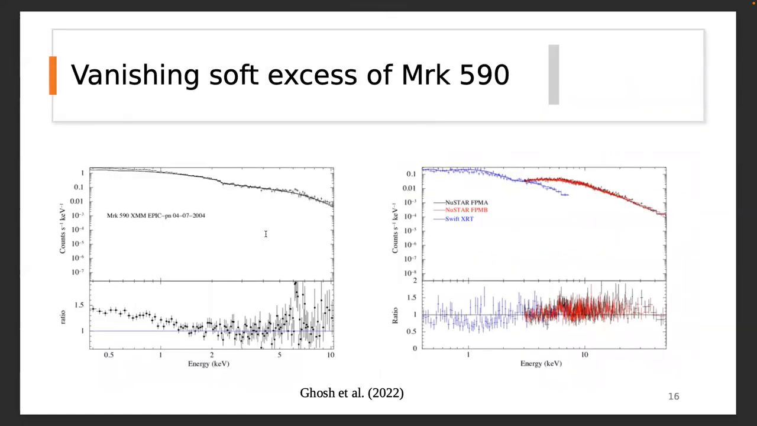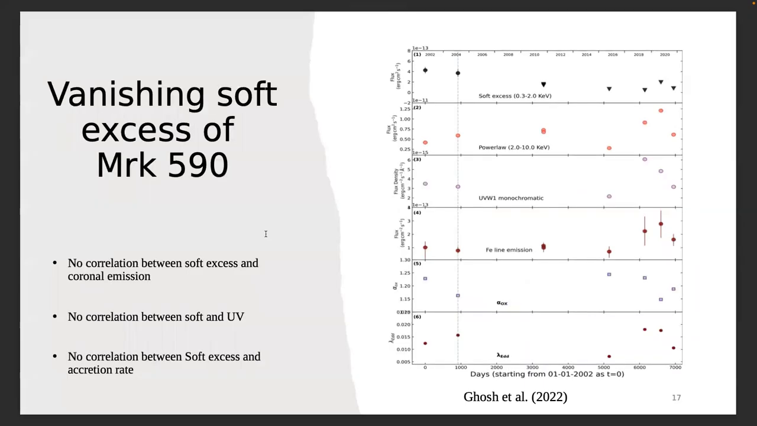But what is also interesting is that the soft X-ray part that I previously mentioned was present in 2004, and it completely vanished in the latest observations. So we expect that the change in the accretion rate is responsible for this, right? Because we already saw in Markarian 1018 and NGC 1566 that when the soft X-ray was there, the accretion rate was higher. But here, interestingly, as you can see on the top panel, this is the soft X-ray flux, and these are the parts where the soft X-ray excess was present. And now look at the accretion rate.